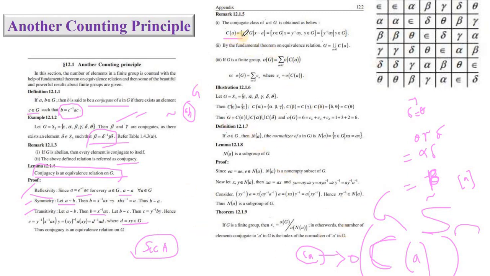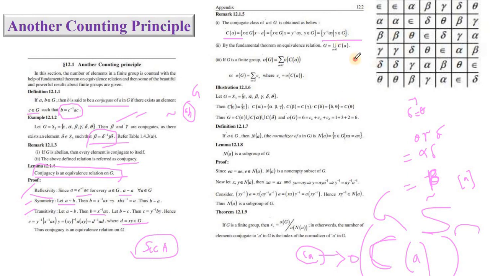C of A is all those elements which are related to A. The definition is, given X and A, you can always find Y such that Y inverse AY is X. So your C of A consists of just elements of the form Y inverse AY.